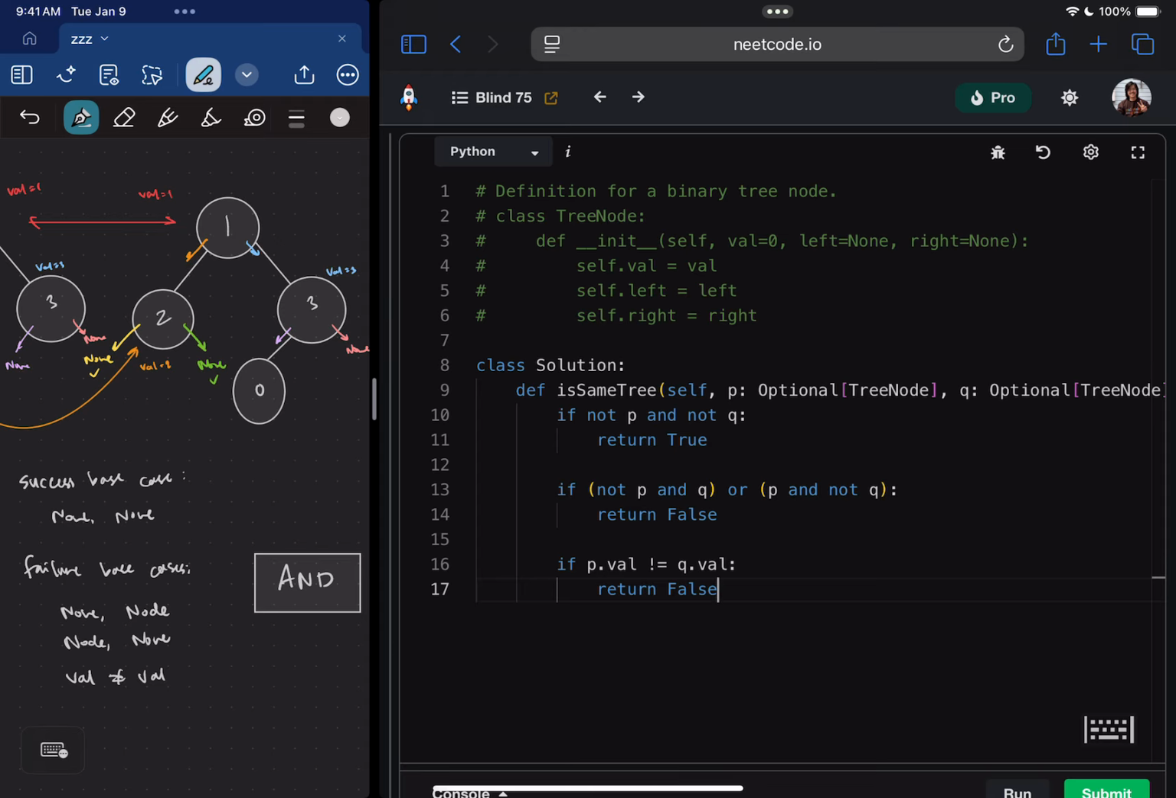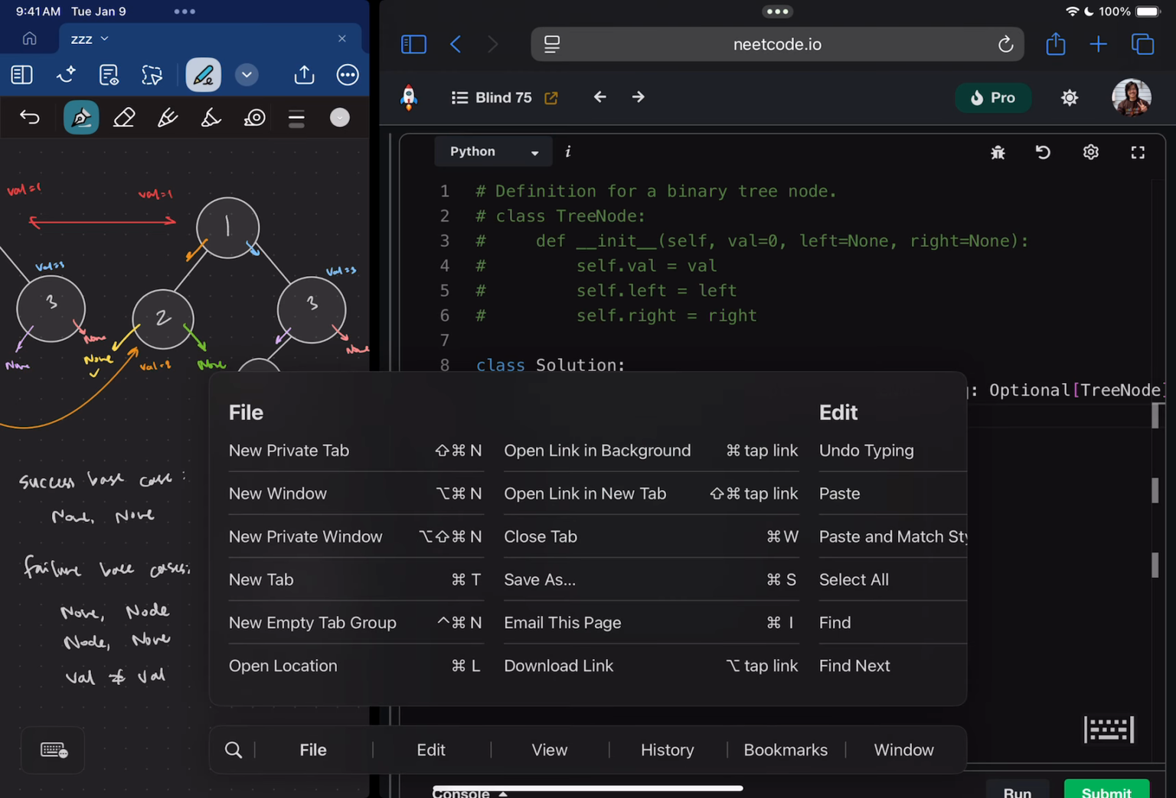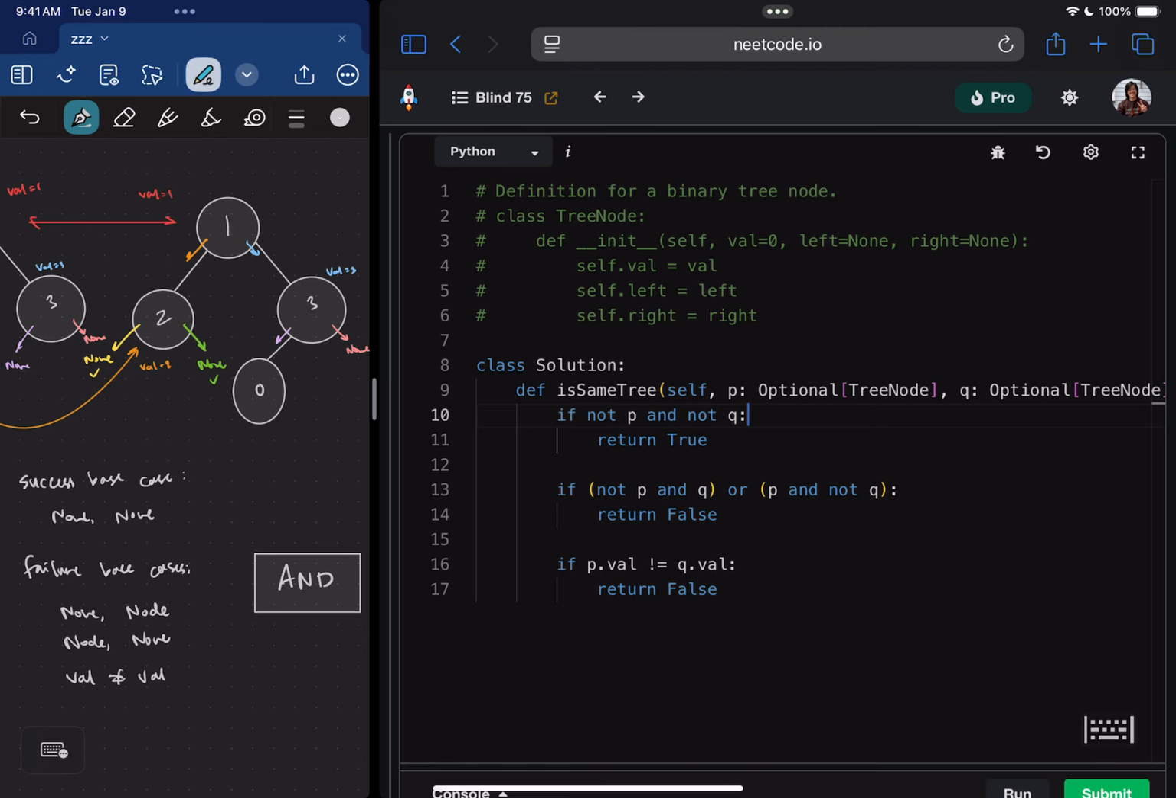And I have structured this way on purpose. We want to do all of our null checking ahead of time, right? We want to say, hey, let's make sure that we can actually call .val on the thing that we're using. So at this point, we know that they're not both none, because if that were the case, we would have returned true. And we know at this point also that neither of them is none, because if either of them was none, we wouldn't be able to get to this part.